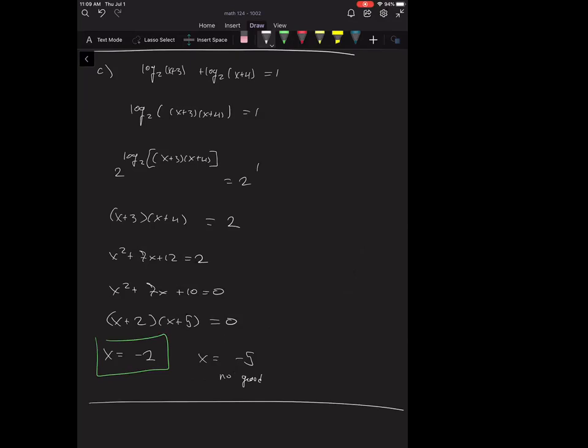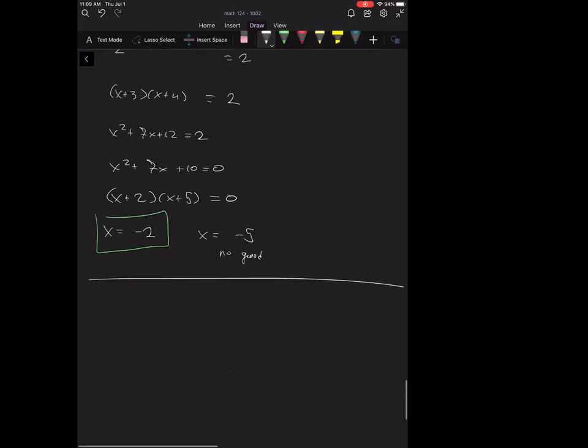Okay. Problem number 7. They're both the same, so let's do part A. So we want to solve 2x minus 3y is equal to 7, and 4x plus 5y is equal to 2.